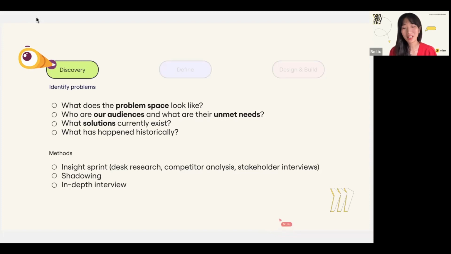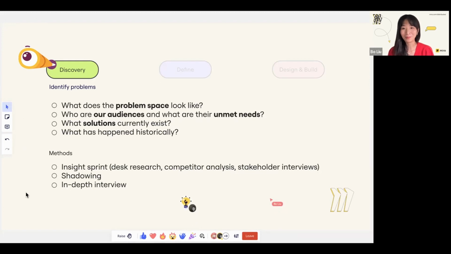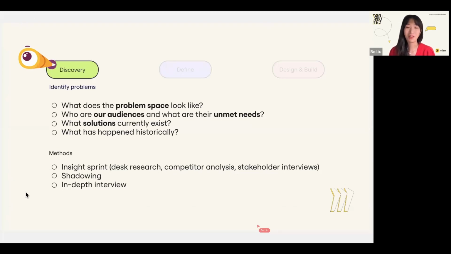So starting with the discovery phase, we firstly wanted to identify the most critical user problem. And the questions that we wanted to answer at this discovery phase: what does the problem space look like for retrospectives? Who is our target audience? And what are their unmet needs? What solutions currently exist for retrospectives? And also what has happened historically in the company? And to answer these questions, we did an insight sprint, and then we shadowed how people do retros in real-life scenarios and conducted in-depth interviews with users. And now let me walk you through them one by one.